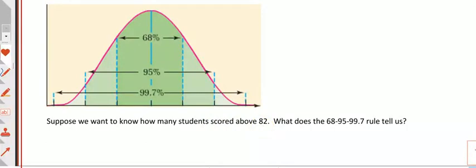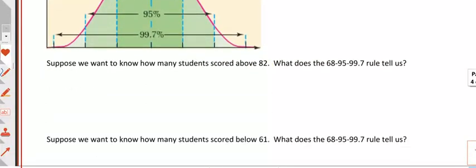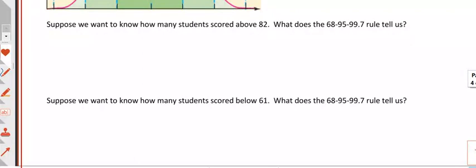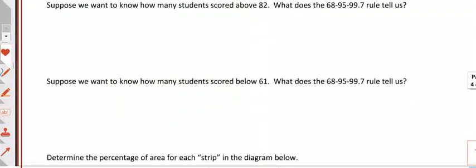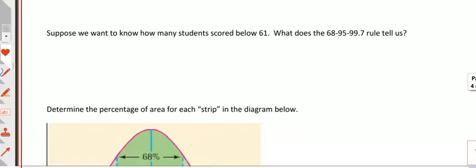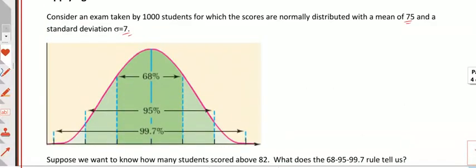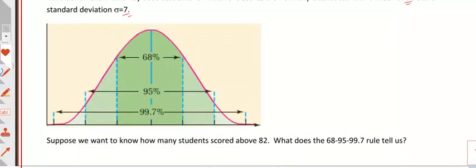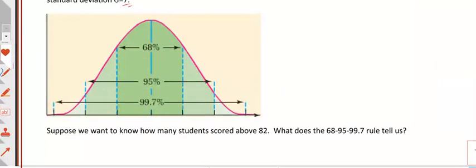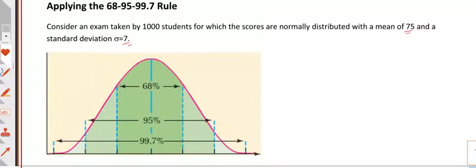What does that 68, 95, 99.7 rule tell us about that? And I also want to know how many students scored below 61. What does the rule tell us about that? Okay, so set up your x-axis, what values you're going to have on your diagram along your x-axis. That's going to help you set the stage for determining your percentages.